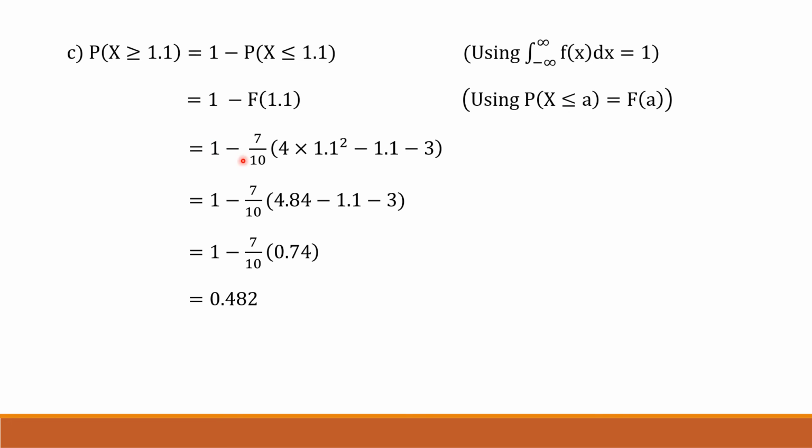So after that, putting the value 1.1 in the quadratic polynomial, because 1.1 lies in the subinterval of 1 to 1.5. So we are using that quadratic polynomial, and further solving this equation we get the final probability as 0.482.